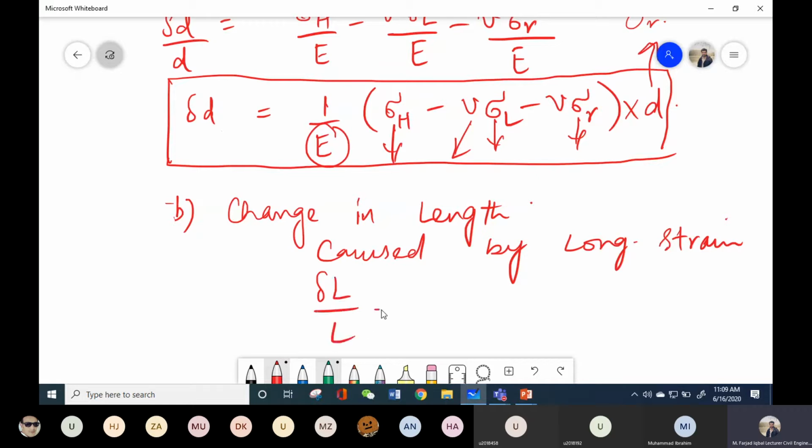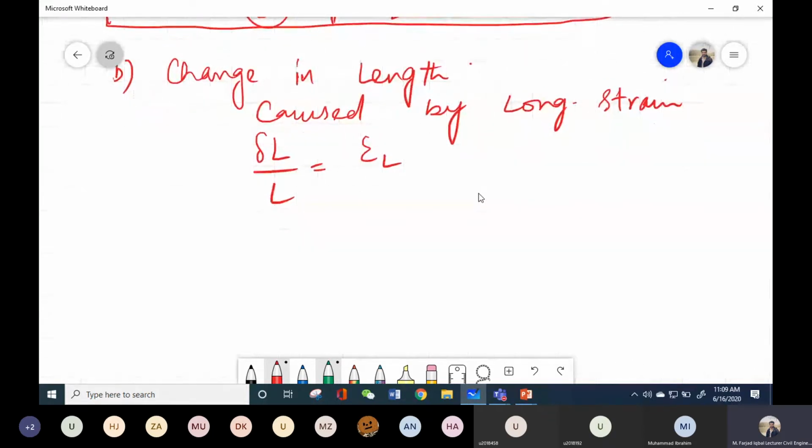The change in length over original length is equal to the strain in the longitudinal direction. But obviously, when strain is being produced in one direction, it will produce some minor strains in the other two directions as well. So it will be equal to epsilon L minus nu into epsilon H minus nu into epsilon R, the third direction being the radial direction.